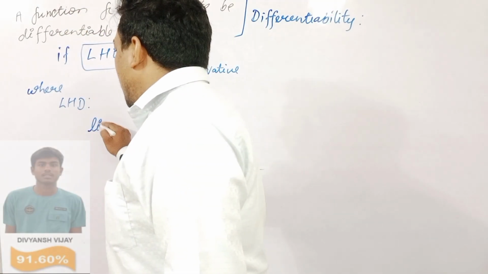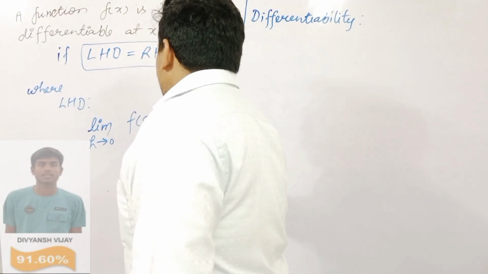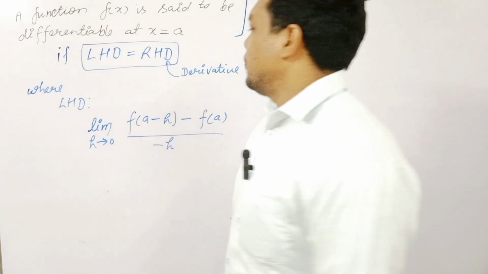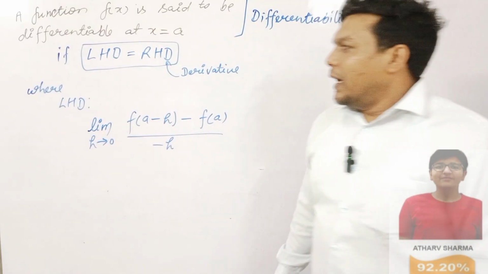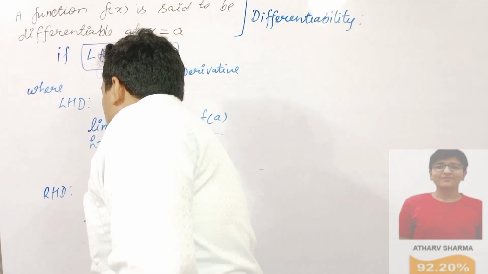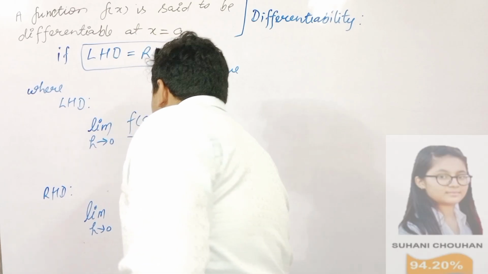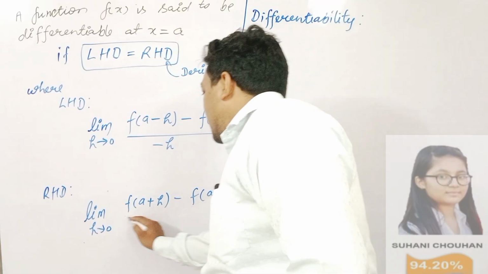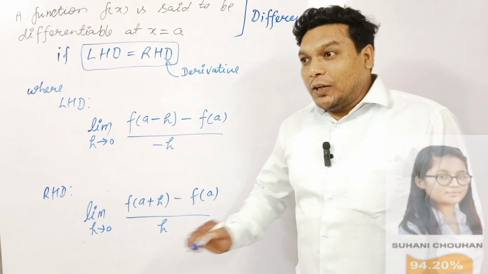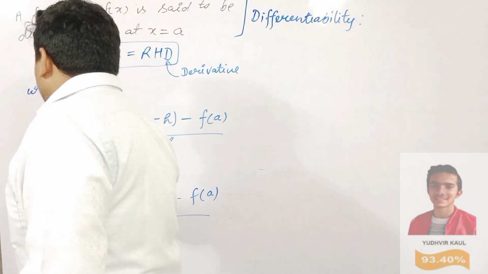LHD is limit h tends to 0 of f of a minus h minus f of a upon minus h. This is LHD. And what is RHD? RHD is limit h tends to 0 of f of a plus h minus f of a upon h. Now try to understand what this is. This is also f dash of a.